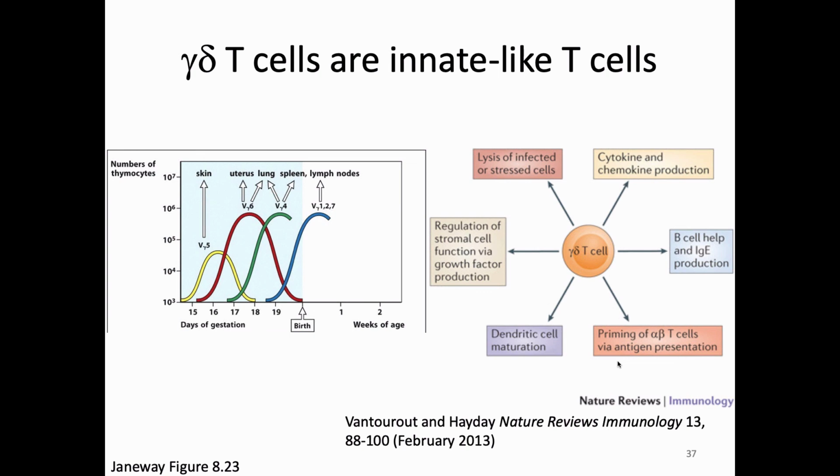And so gamma delta T cells really do seem to be the innate-like T cells that may do things like make some cytokines, lyse stressed cells, regulate stromal cells, things like that. So they may be more involved in tissue repair, tissue responses, things like that.